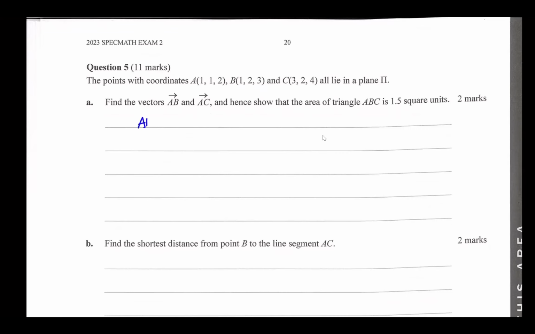So A to B is vector B subtracting vector A, OB minus OA. So 1 minus 1 is 0i, 2 minus 1 is 1j, and 3 minus 2 is 1k. And A to C is OC minus OA, so 3 minus 1 is 2i, 2 minus 1 is 1j, 4 minus 2 is 2k. And hence show that the area of triangle is 1.5 square units.